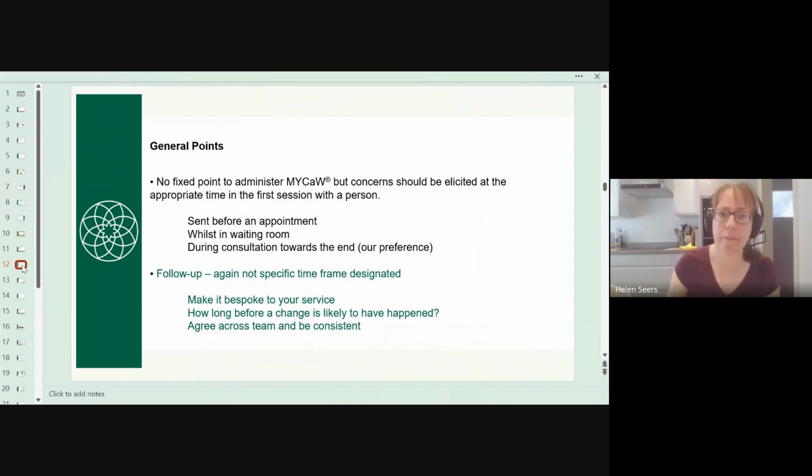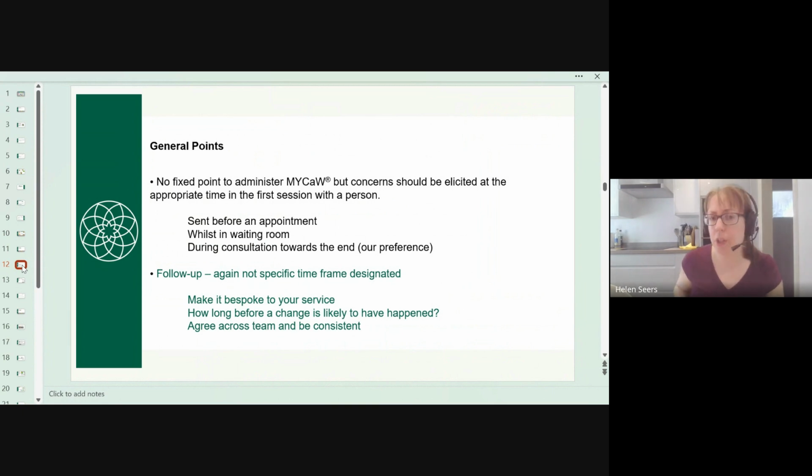in this training. So this is about the time points to administer MyCore. We always think that you shouldn't just go cold into doing MyCore straight away. Concerns should be gathered at the end of that first session with the person when you've got to know them.